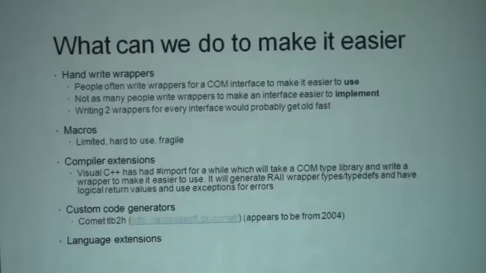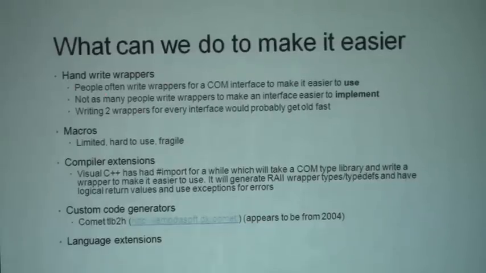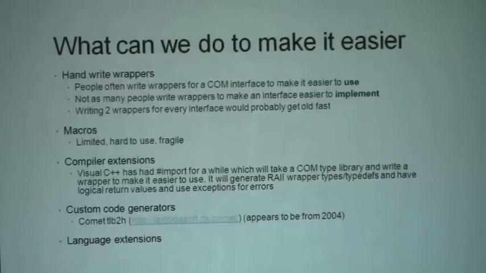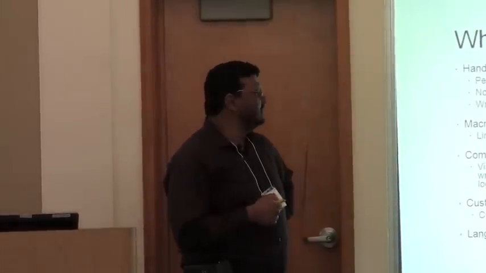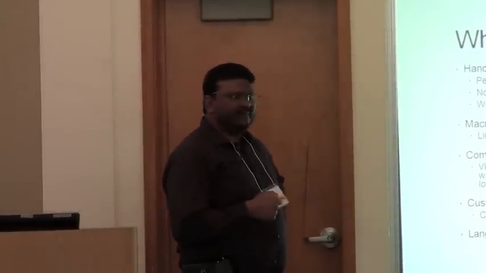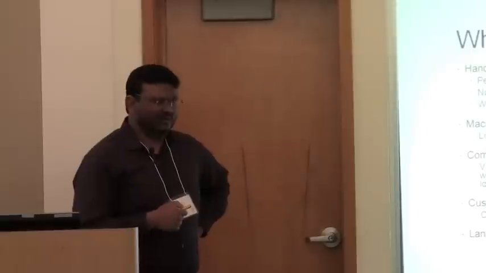Alrighty. So what can we do to make it easier? We can handwrite wrappers. There's a lot of people that use COM, and I bet some of you did this, for the interfaces that you used a lot, hand wrote some wrappers and wrapped them up using RAII. People write them to make them easier to use. There's not a lot of people that write them to make them easier to implement. And writing two wrappers for every interface would get old really fast.